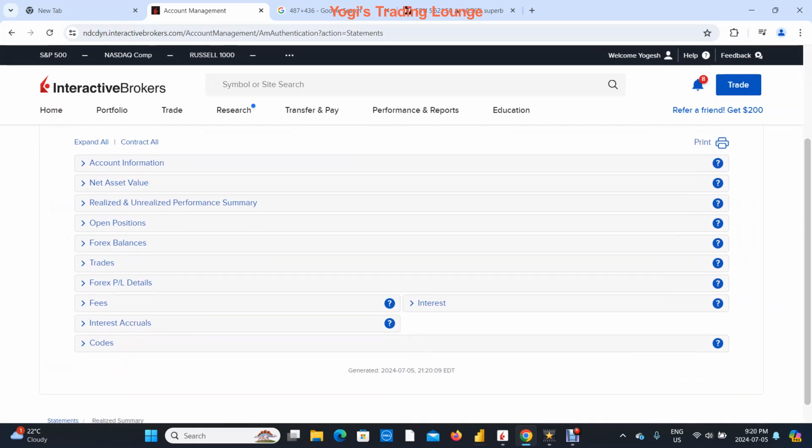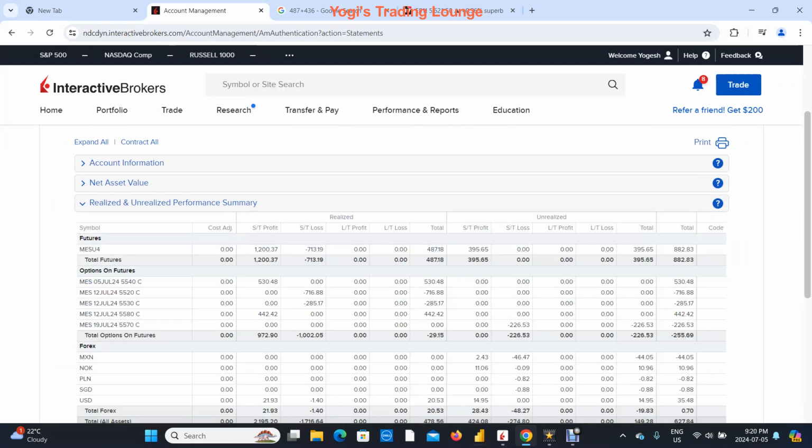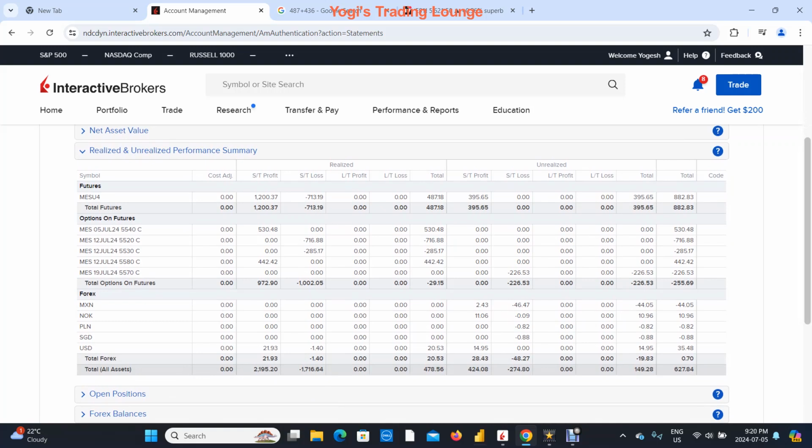Now I will scroll to this realized and unrealized performance summary. You can see here it's total futures, and this is total options on futures. So what is the realized value? In futures I realized a profit of 487 Canadian dollars, and on options there was a loss of 29. Plus I have some negligible forex positions. So total profit realized is $478.56, right? And unrealized is here.